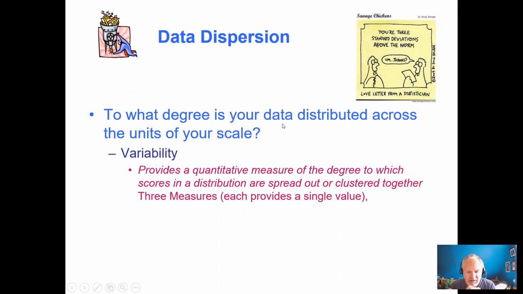Okay, what we're looking at in terms of data dispersion, by definition, is to what degree your data is distributed across the units of your scale. So variability provides a quantitative measure of the degree to which scores in a distribution are spread out or clustered together. The three measures that we use are the range, the variance, and the standard deviation.